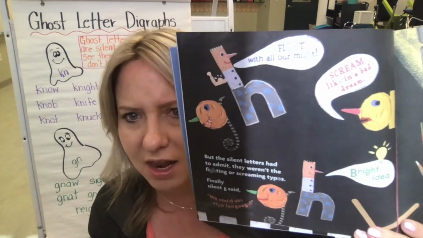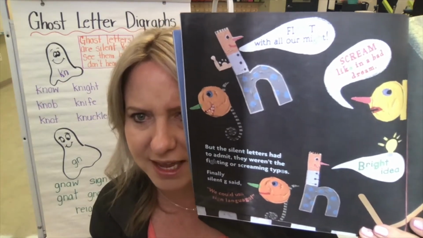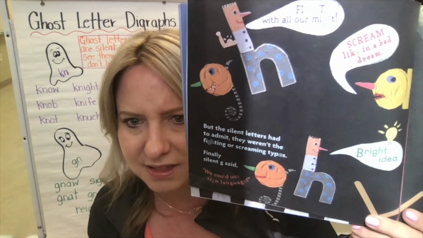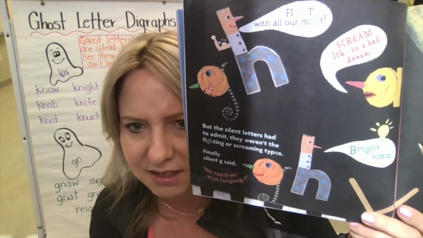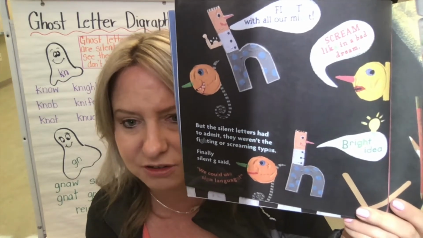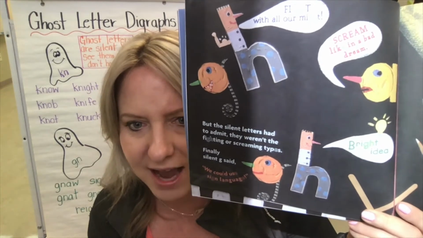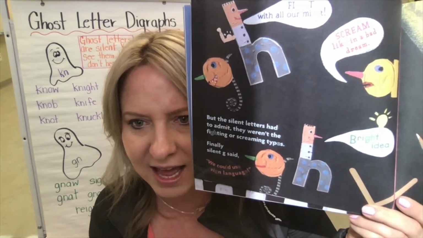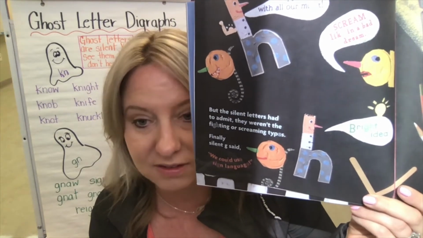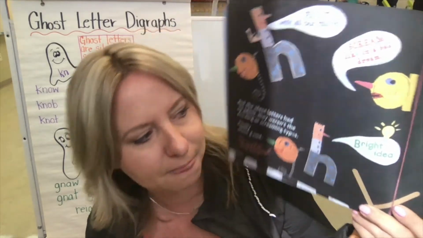Fight with all our might. Scream like in a bad dream. But the silent letters had to admit they weren't the fighting or screaming types. Finally, G said, we could use sign language. Bright idea.